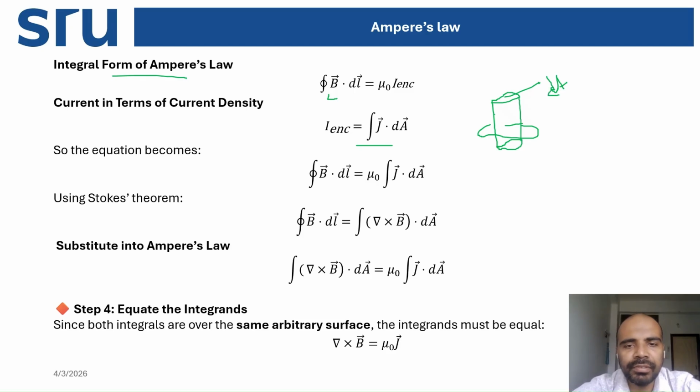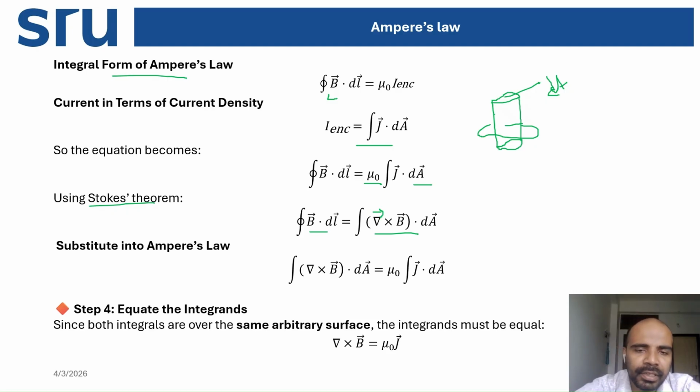So I enclosed equal to J dot dA. J is the current density, right? Current per area. This is called the current density. So we can replace the I enclosed, that is the current enclosed by the path, B dot dl equal to mu naught J dot dA, right? So now we will apply the Stokes theorem. So Stokes theorem basically converts the line integral into the surface integral, right? So B dot dl equal to curl V into dA. This is the dot product, right?